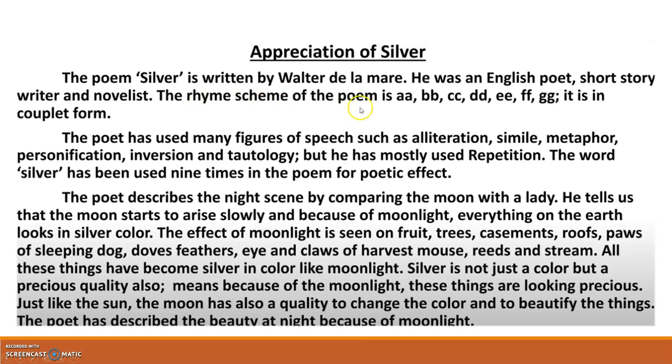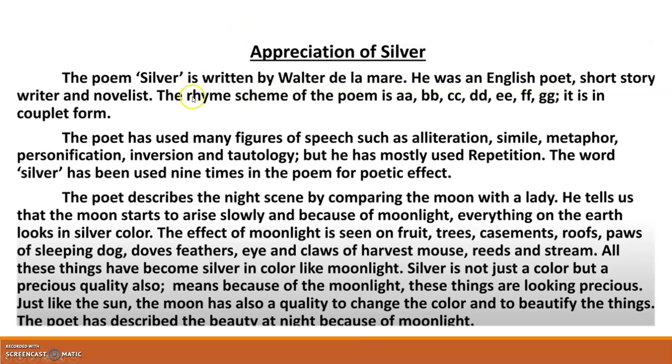The rhyme scheme of the poem is what? AA, BB, CC, DD, EE, FF, GG. It is in couplet form. The poet has used many figures of speech such as alliteration, simile, metaphor, personification, inversion and tautology. But he has mostly used repetition. The word silver has been used 9 times in the poem for poetic effect.